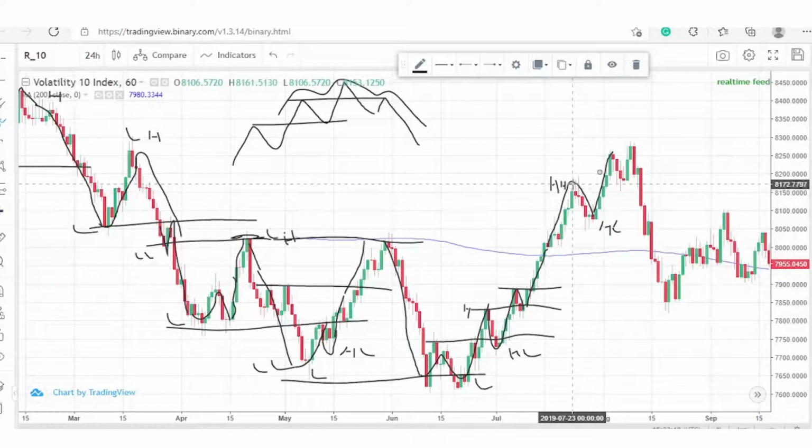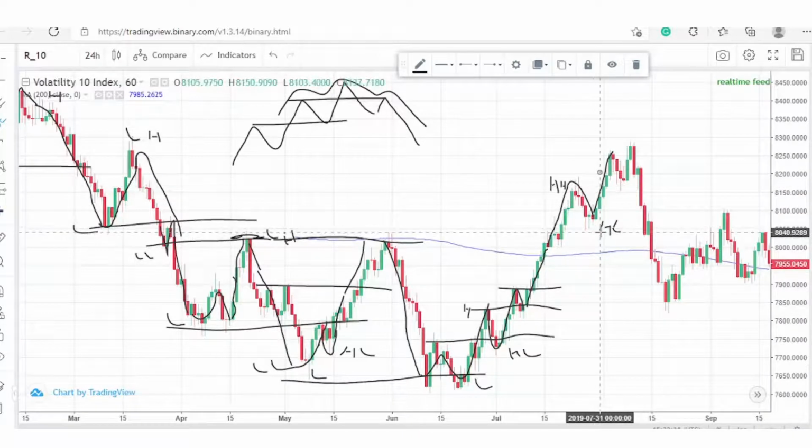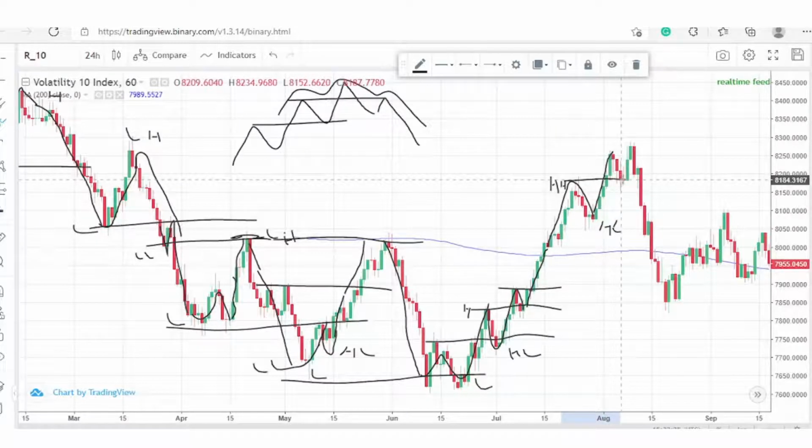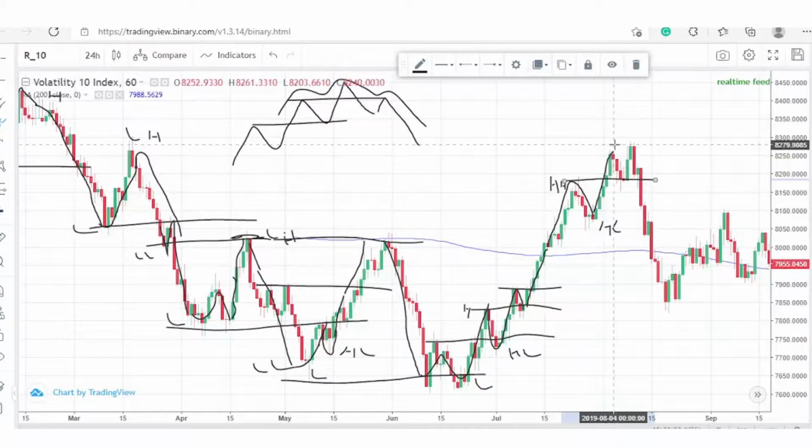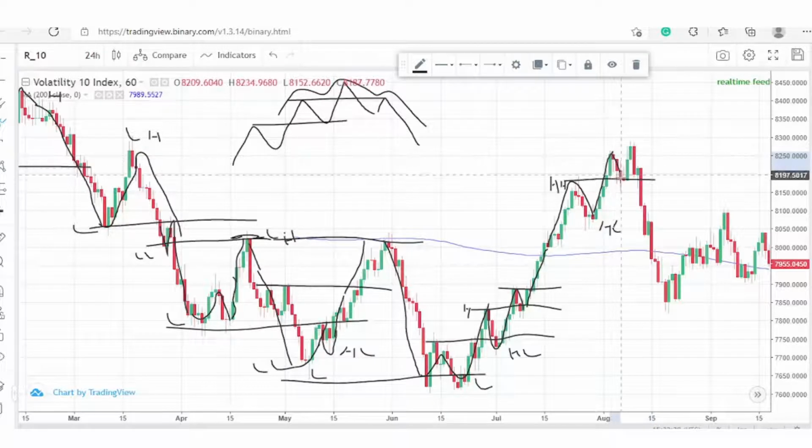So we have a higher high and a higher low. And then the market broke above the structure. So what are we expecting? The market to come back, retest, and then you enter.